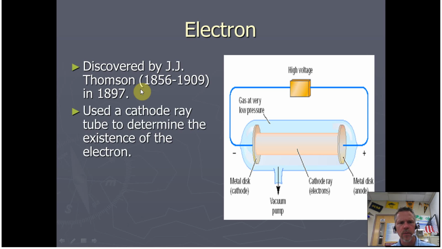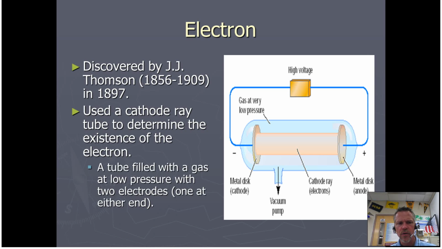Let's see what else we have text-wise. Yes, so here's our cathode ray tube. It's a tube filled with gas at very low pressure, or even a vacuum. You can see this part here where it leads to the vacuum pump. So this is basically an evacuated glass tube. And then there are two metal plates inside connected by electricity.